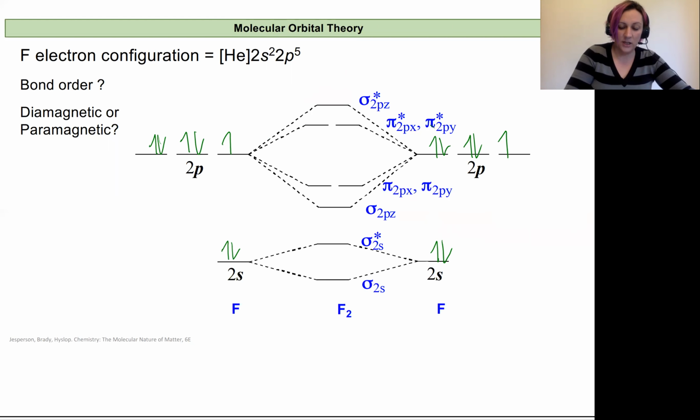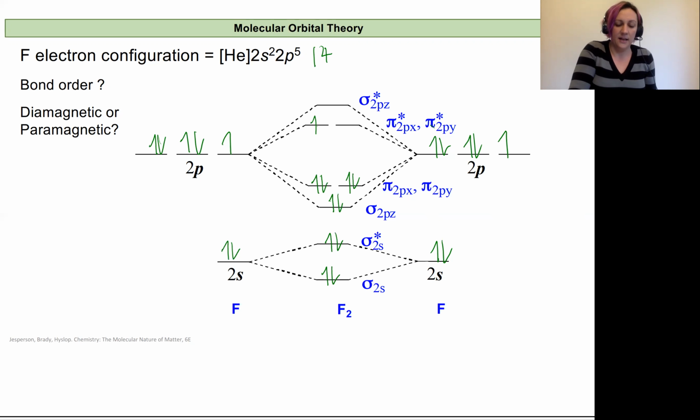And so now I have a total of, sorry, not 10, 14 valence electrons. And I'll go ahead and add these and fill them up. So 1, 2, 3, 4, 5, 6, 7, 8, 9, 10, 11, 12, 13, 14.